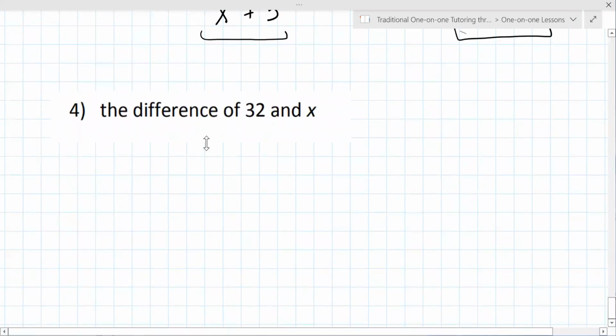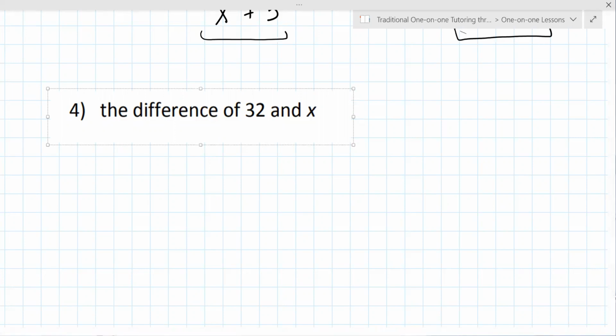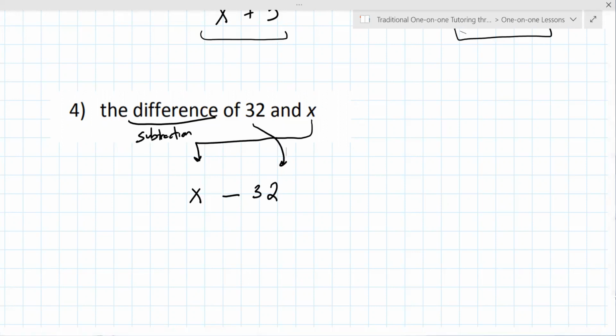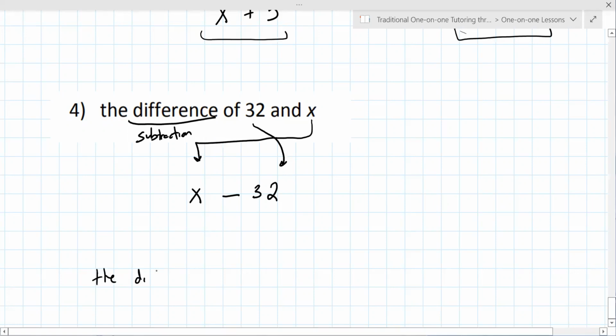Okay, the difference of 32 and x. Now this one's a little bit awkward because of the way that we read our English language. Generally, the variable comes first. The word difference means subtraction. X minus 32. So that number comes second. Now there's a few exceptions to this, but for now, let's just go with this one. Okay, so now you try one here. The difference of 10 and y.